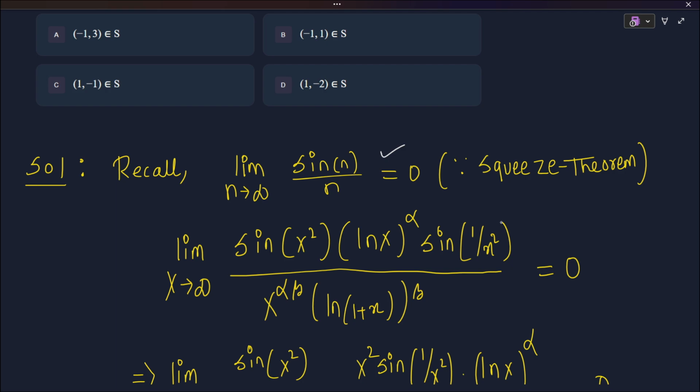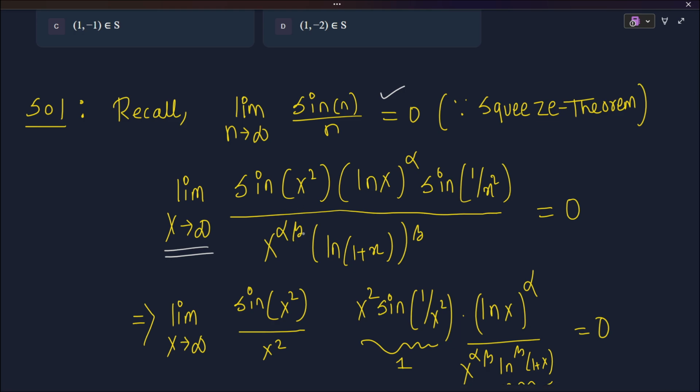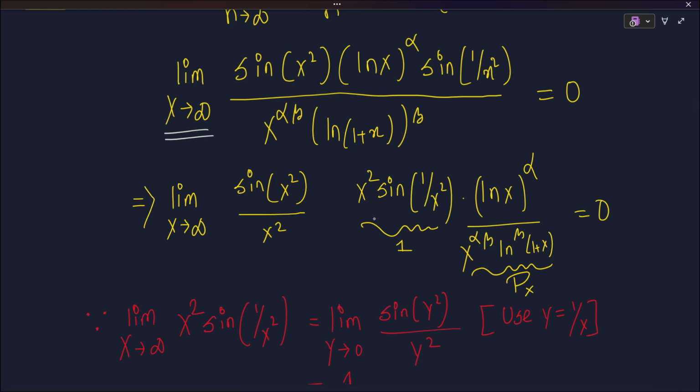Now, let's get to the problem. This is our given limit, and remember we have limit x tends to infinity and not 0. Now, first of all, I'm going to separate it like this: sin(x^2) by x^2 and x^2 into sin(1 by x^2). Now, this part is one, which I'm going to explain in a bit.